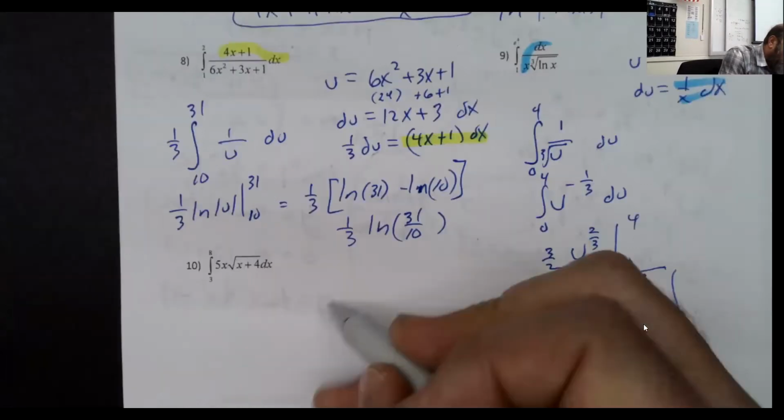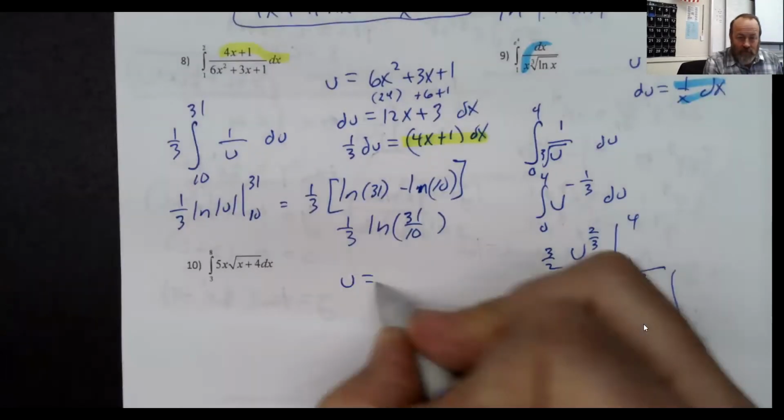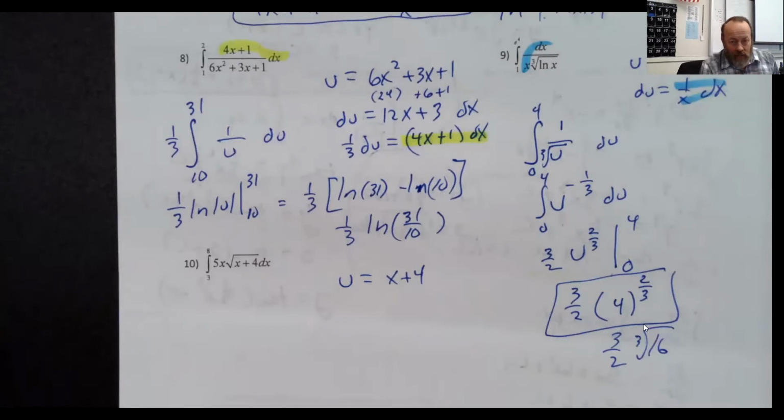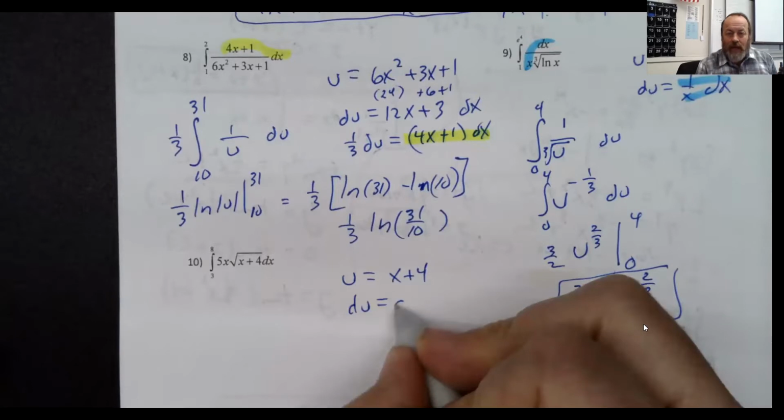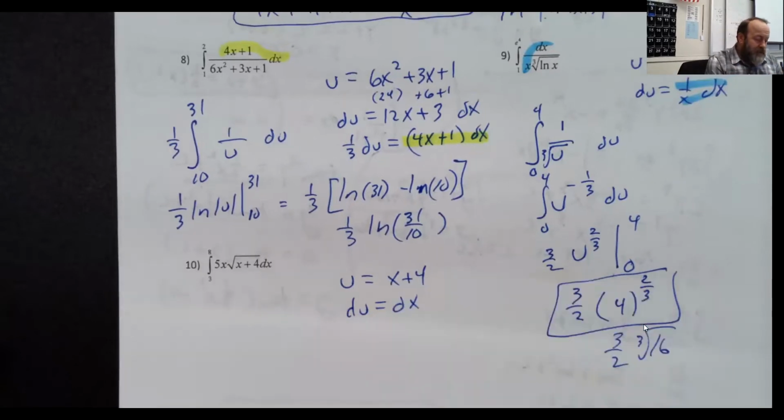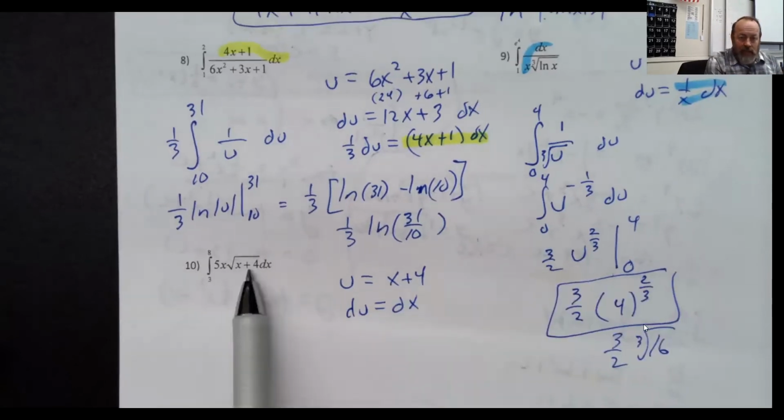Kind of a trickier question. We're going to call u x plus 4. That doesn't seem all that useful, because then du is just dx. Like, we didn't accomplish that much. But because there is a binomial inside that root, it does kind of mess us up a little bit.